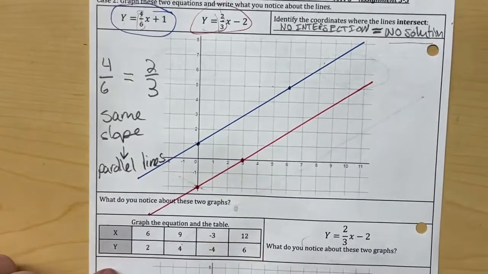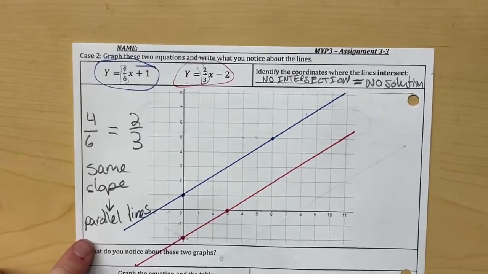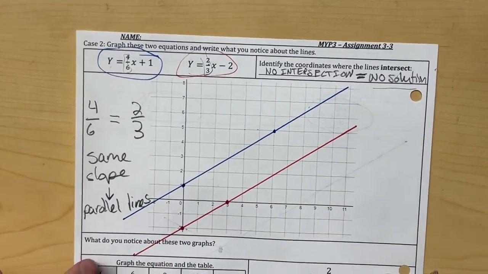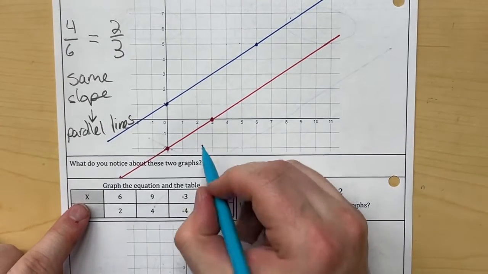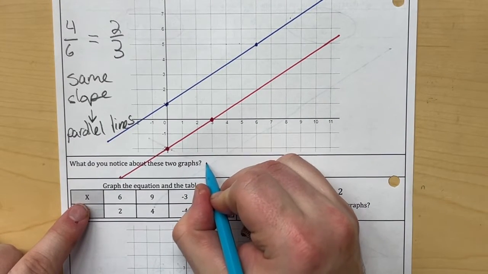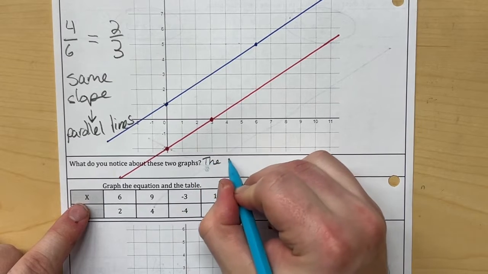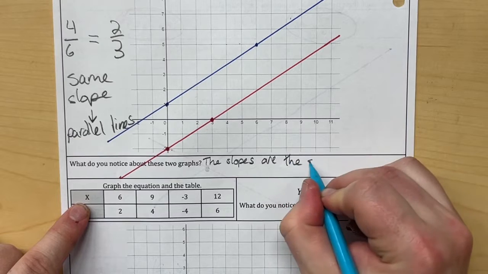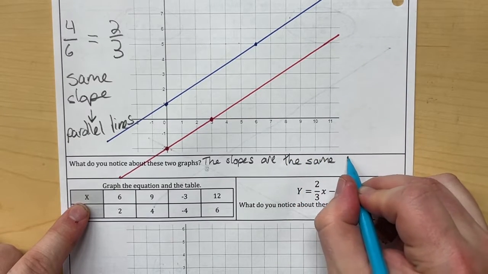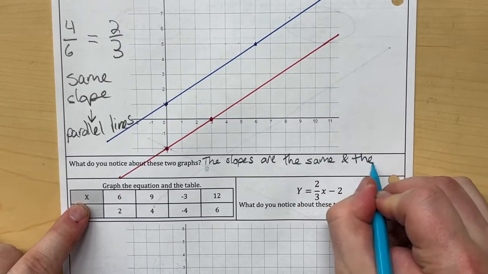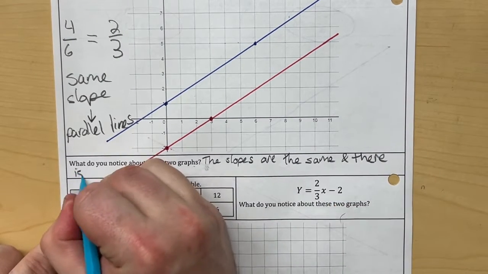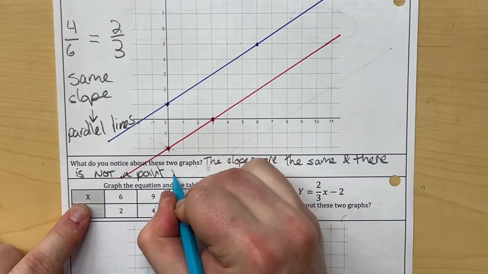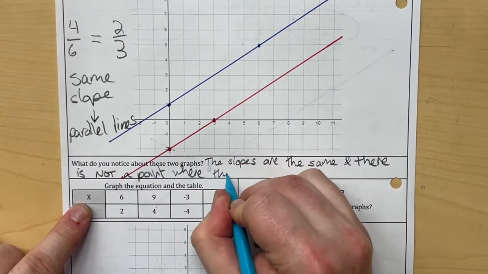So let me kind of write that out at the bottom here. So again, make sure you have those parts. Feel free to pause, rewind in case you missed anything. But underneath that, this is what you notice. So what did I notice? I noticed that the slopes are the same, and there is not a point where they intersect.